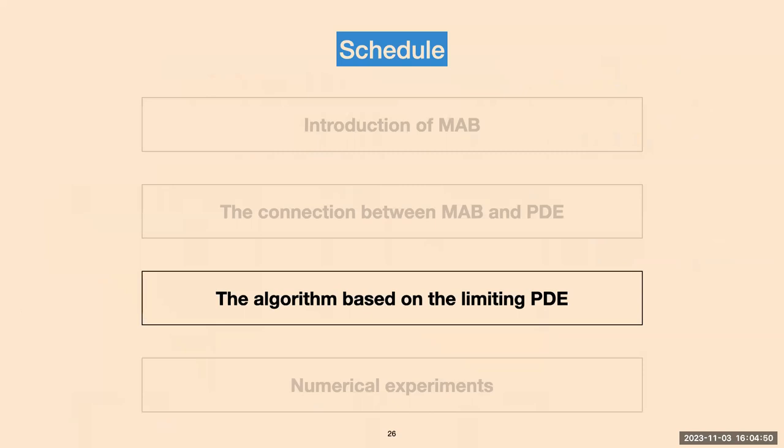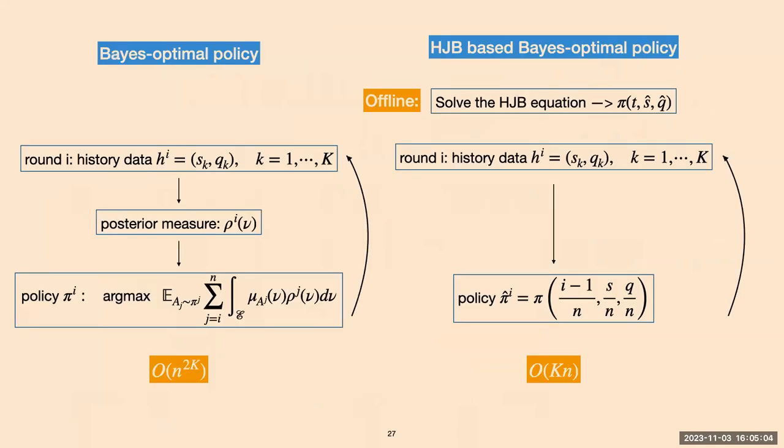Okay, so now we have established the connection between the MAB problem and the HJB equation. So how can that help us with the actual algorithm? Let me introduce the algorithm based on this connection.